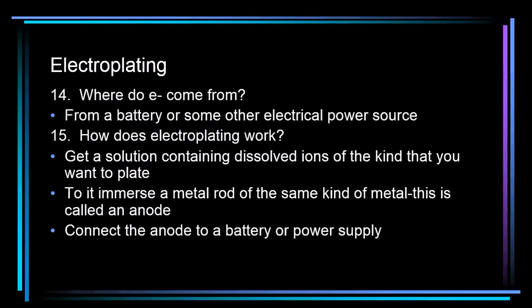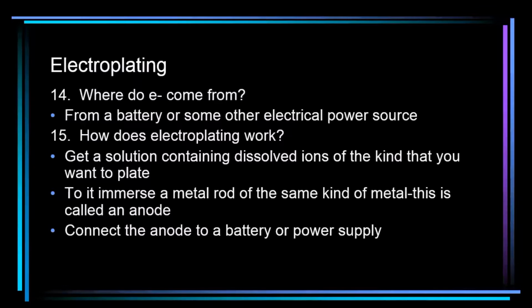So let's say you have a metallic piece of jewelry, earrings that you really, really like, but you'd love to see it in gold. So what you would need is you would need to get a solution of gold solution. Okay? So you get a solution containing gold in the form of ions. You immerse a metal rod into the same kind of metal. This is called the anode. Okay, this is called the anode.